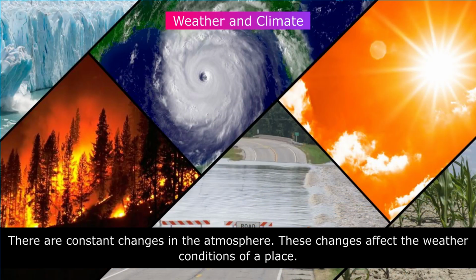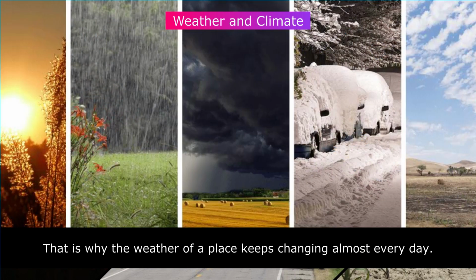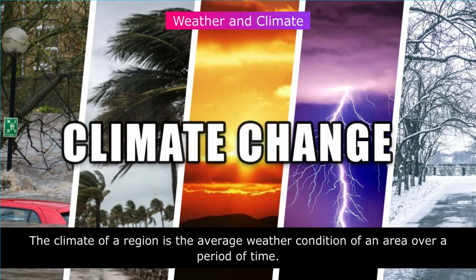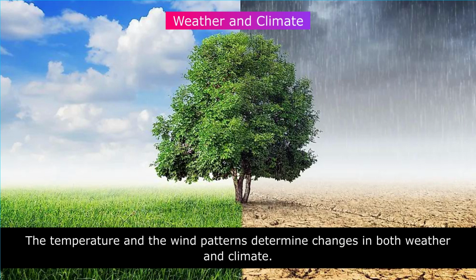There are constant changes in the atmosphere. These changes affect the weather conditions of a place. That is why the weather of a place keeps changing almost every day. The climate of a region is the average weather condition of an area over a period of time. The temperature and the wind patterns determine changes in both weather and climate.